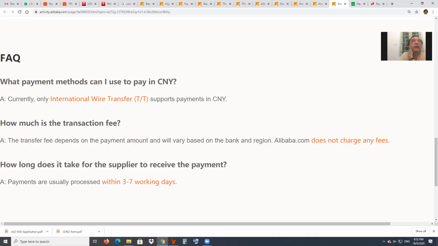So here they say Alibaba does not charge any fee. Okay, but the transaction fee is charged by the bank. But they didn't tell you who pays what, you must check with the vendor. You look at the TT form, you will know who pays what.